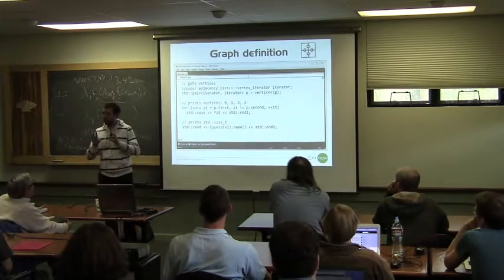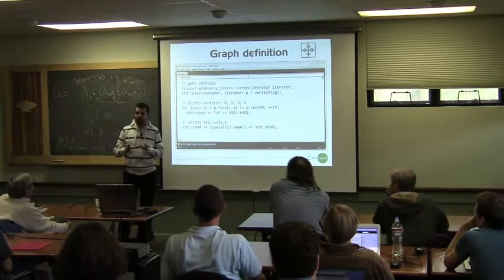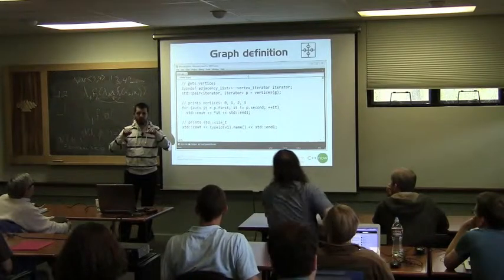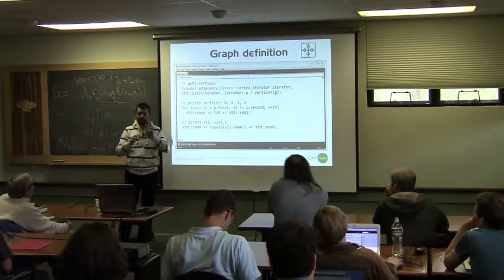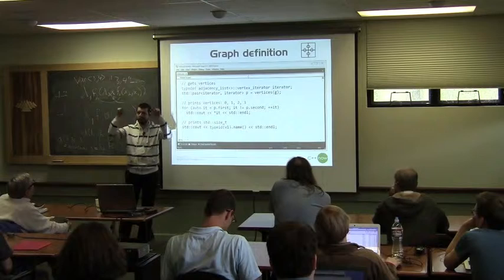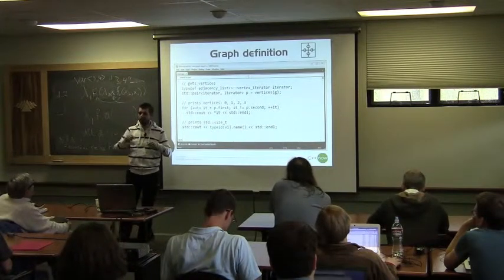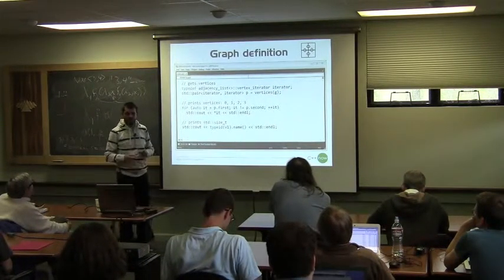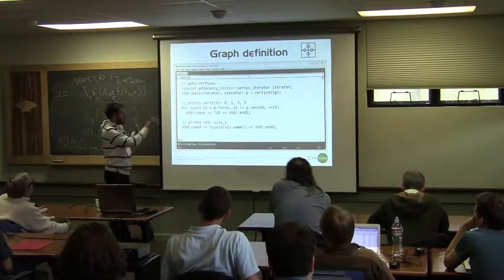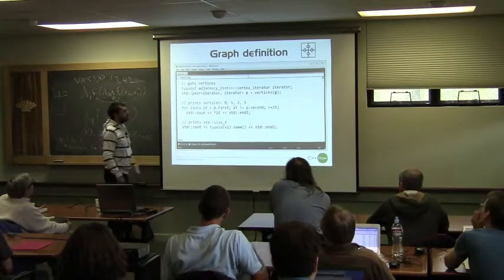All right, at this point, I've added 4 vertices to the graph, but they're not yet connected. I didn't define any edges yet. It's like a subway map with 4 stations, but there's no way to come from one station to the other. Before I add some edges, let's play a little bit around with these vertices.